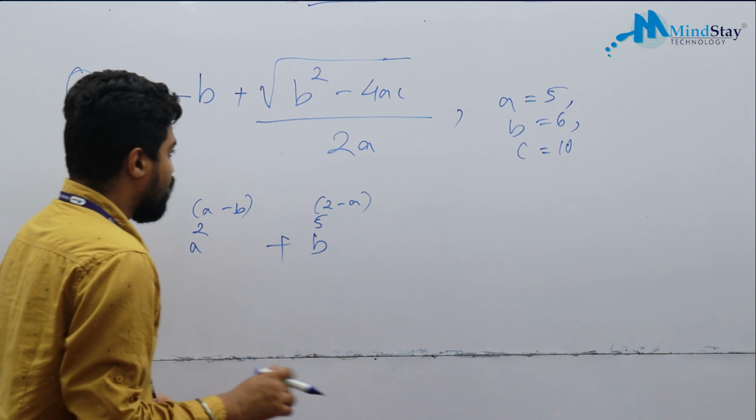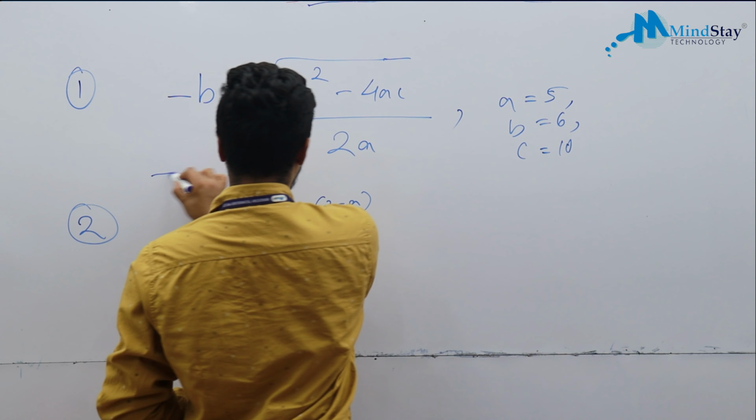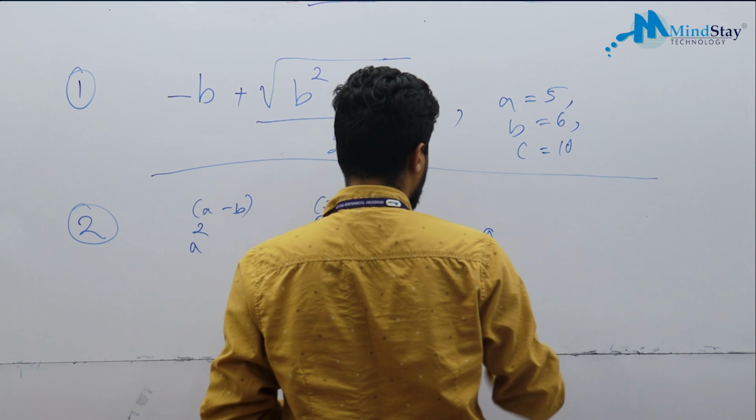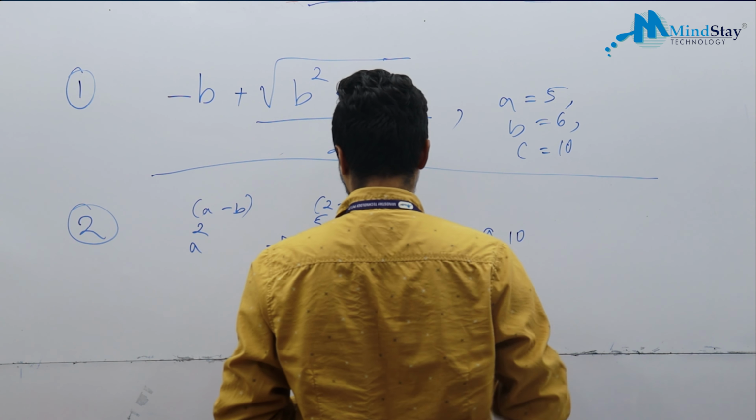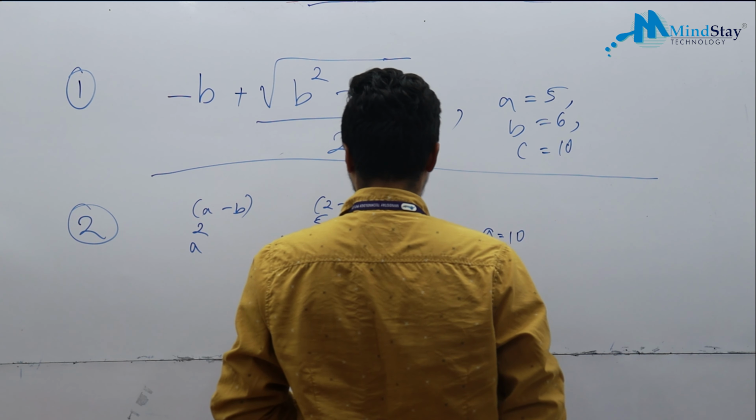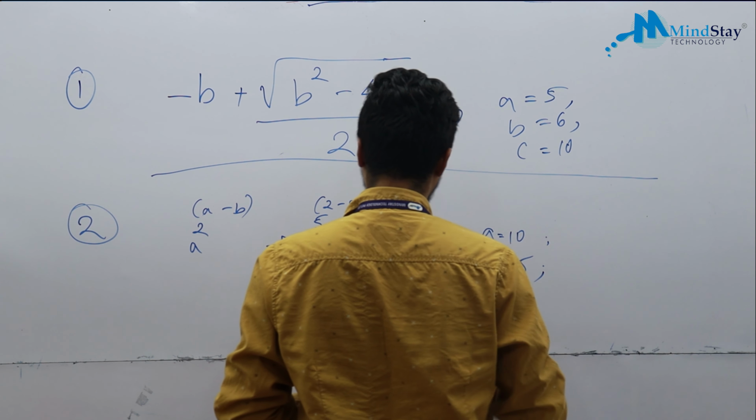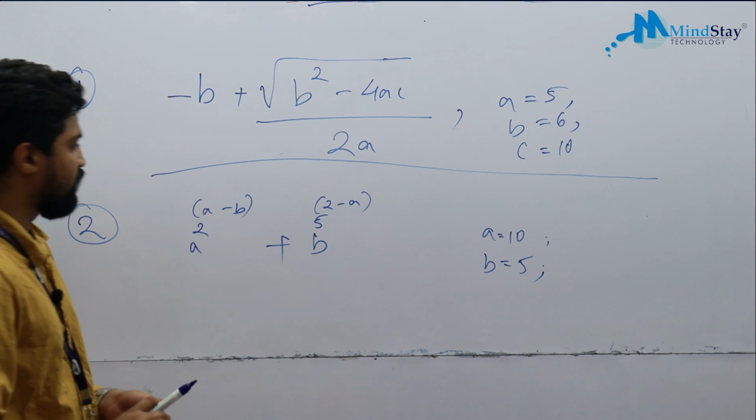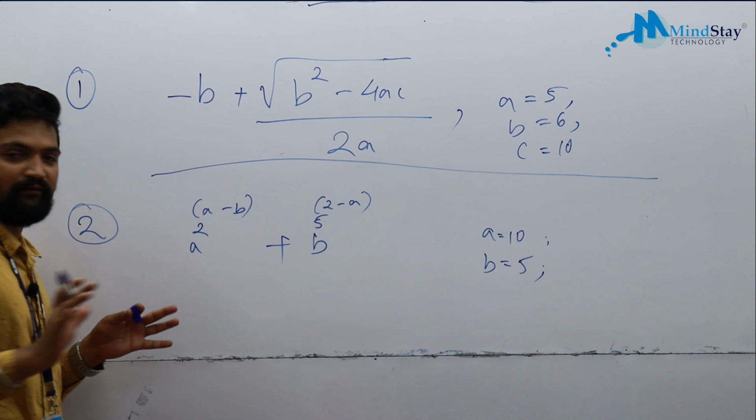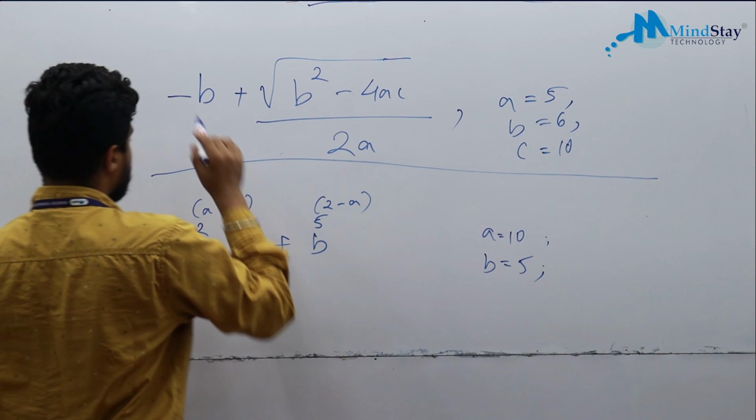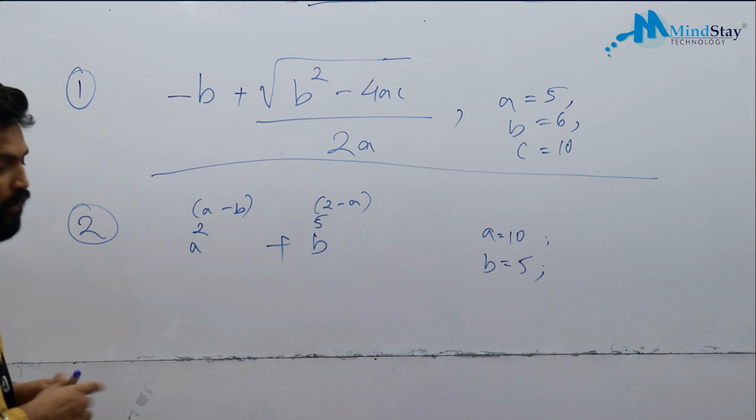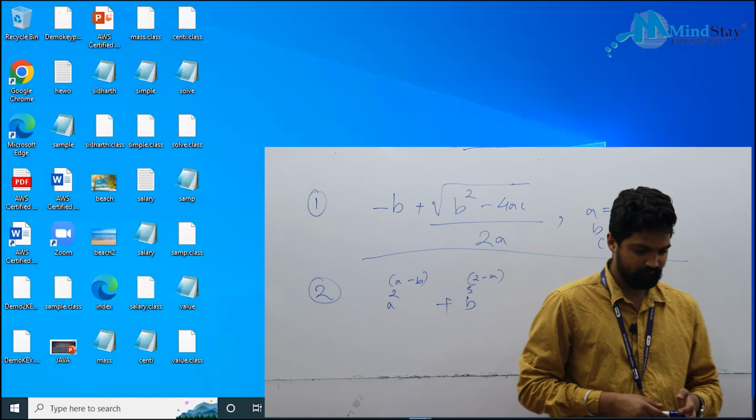Fine. Now let's give a division sign. Here let's say your a is equal to 10 and your b is equal to 5. So now it looks too complex, right? These questions, question number 1 and question number 2, look complex, right? Don't worry, we can solve this together.